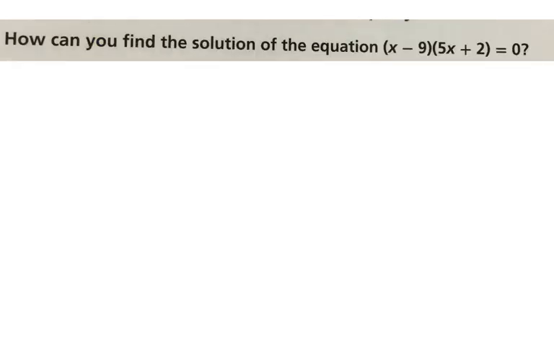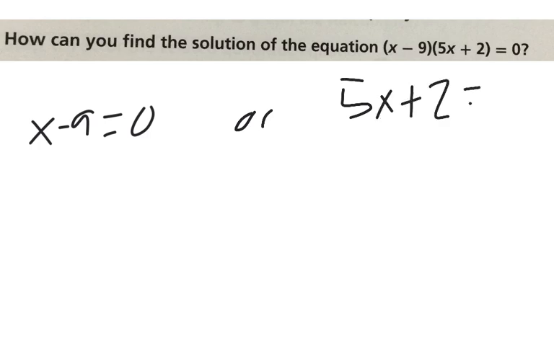Well, what? That looks nothing like A times B. Yeah, it does. It looks just like A times B, just a lot more. So where are the things being multiplied? X minus 9 is being multiplied by 5x plus 2. So this is my A. This is my B. When I multiply them together and I get 0, I know either the first thing is 0 or the second thing is 0.